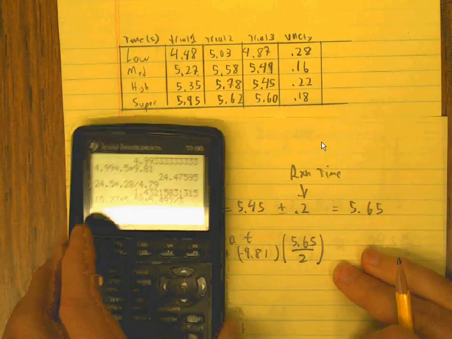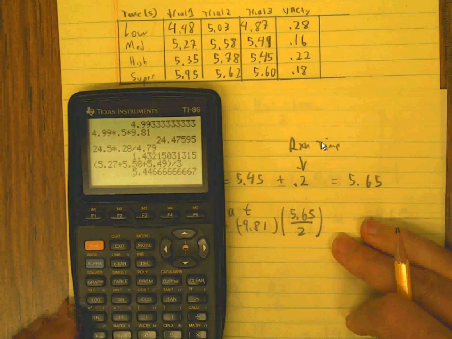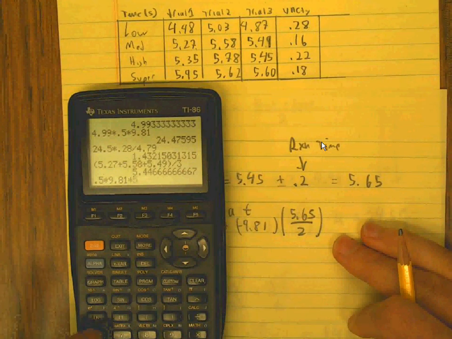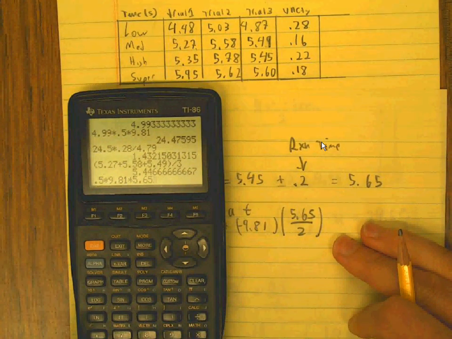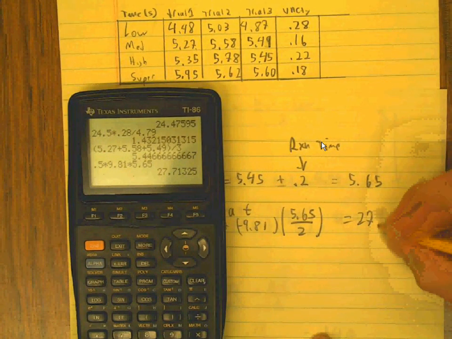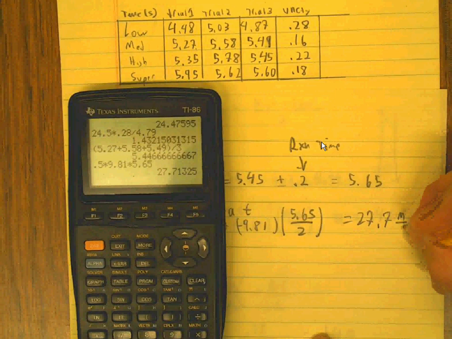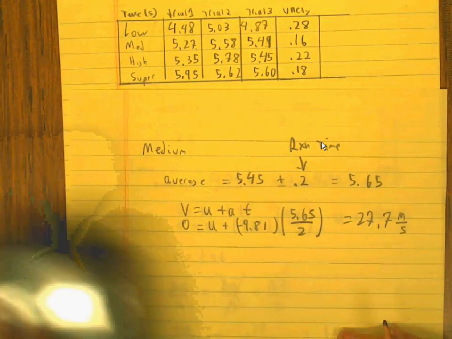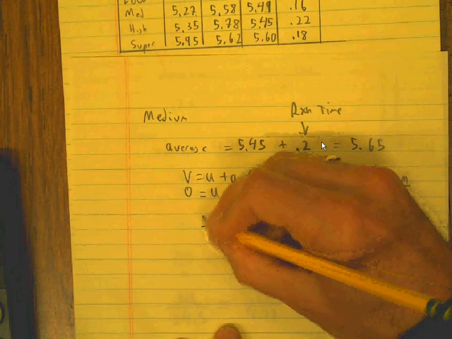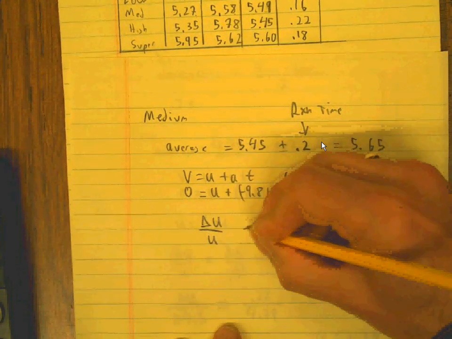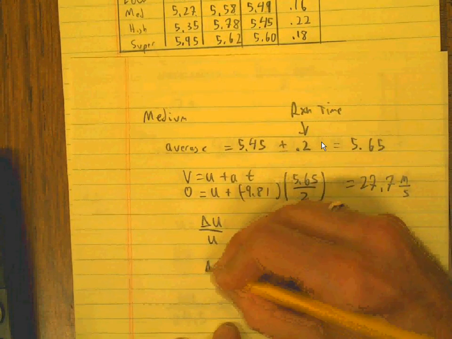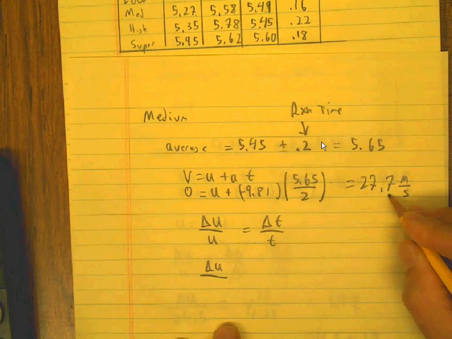Then I can calculate that. It ends up being just 0.5 times 9.81 times 5.65. It's 27.7. And now I set up my uncertainty. So the uncertainty of the velocity is to the velocity as the uncertainty of time is to the time. So this is what I'm trying to calculate. The velocity is 27.7.